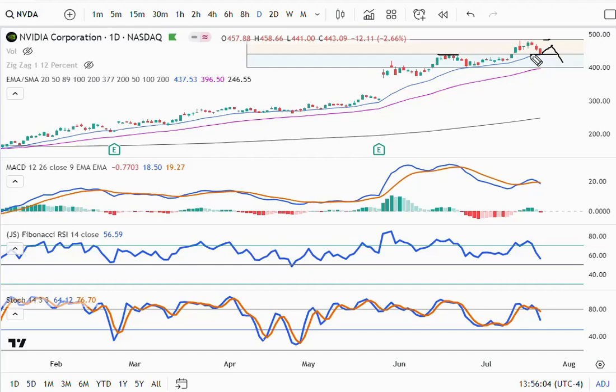If so, then I would think that this level would be at risk. The next significant level is around 400, which is where this low is. That's where the daily 50 EMA is sitting.